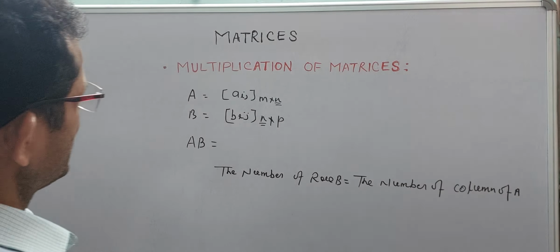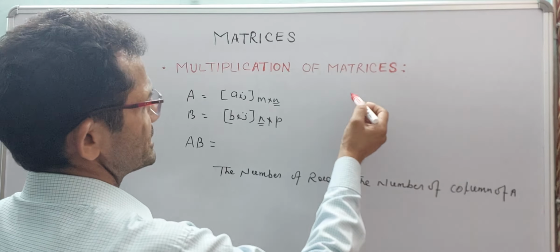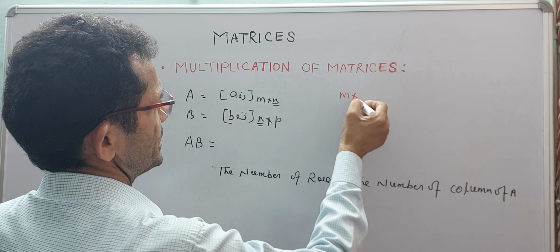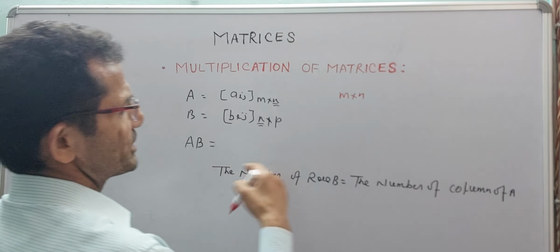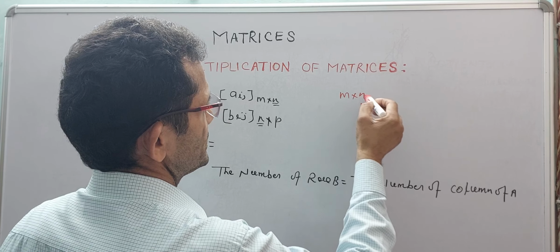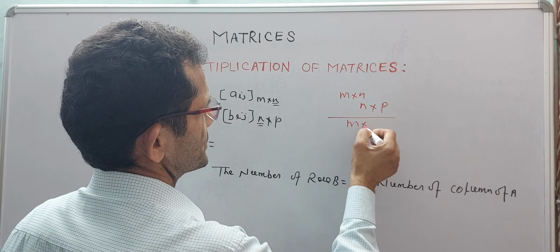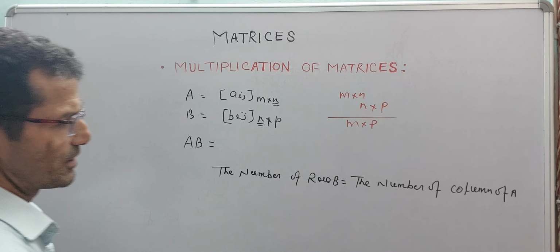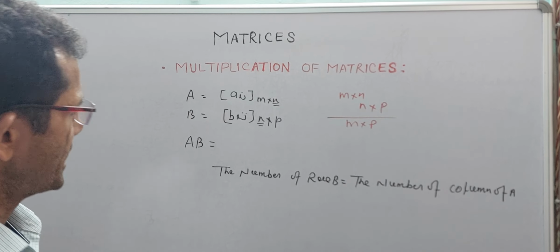Now our resultant matrix becomes Cij. The first matrix has the order m cross n, and matrix B has the order n cross P. These two terms are the same, so our order now becomes m cross P: m rows and P columns are the resultant of the matrix AB.